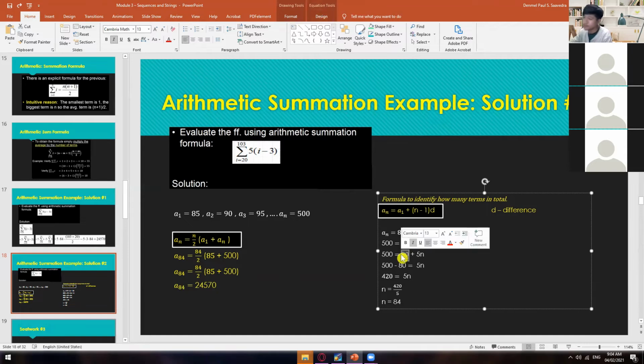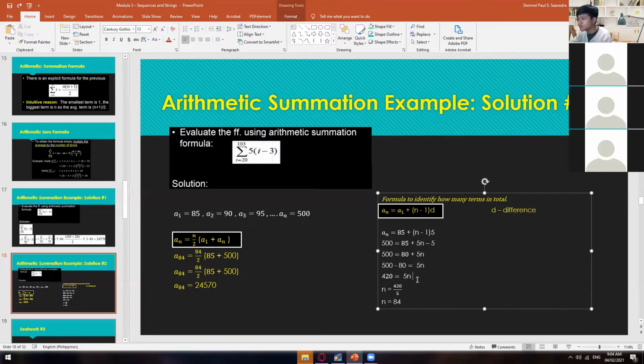Then just transpose this 80 to the other side, so it becomes negative 80. So 500 minus 80 is equal to 420. To get n, transpose the 5 to the denominator, or cross multiply. So 420 divided by 5 is equal to 84. As you can see, we have a total of 84 terms in this range, from 20 to 103.